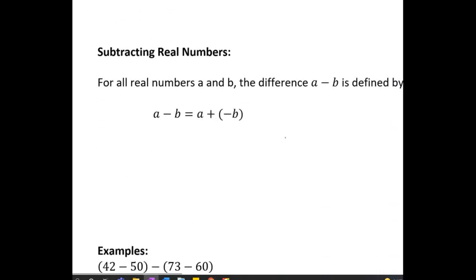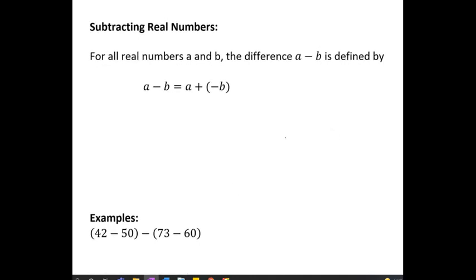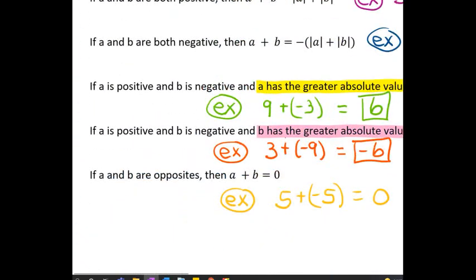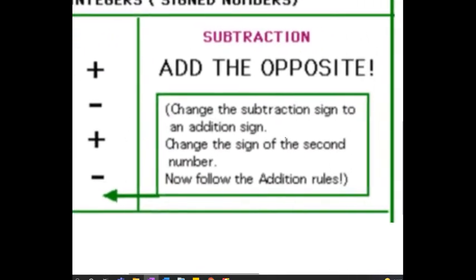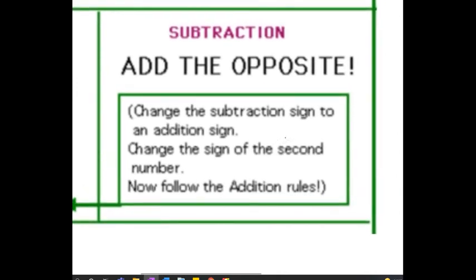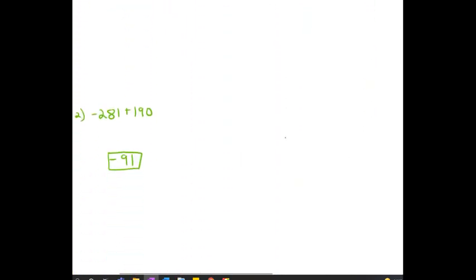Okay, so we're going to move on to subtracting real numbers. And we went over those rules at the beginning for adding, but I'm just going to slide back up quickly and talk about the fact that subtraction means that we're adding the opposite. Okay, so again, this is at the top of your notes. So we can change the subtraction sign to an addition sign and change the sign of the second number. And then we just have to follow the addition rules so that we're not remembering anything new. All right, so let's slide back down to our example.